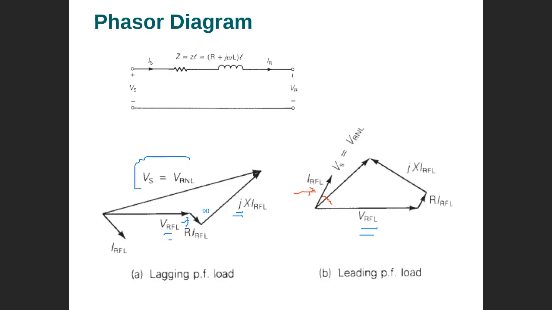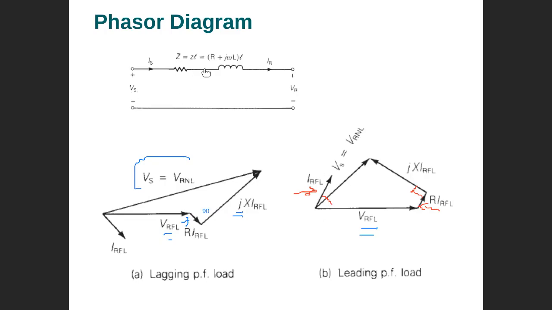And then you will draw this, parallel again to this one. Okay. To IR full load, parallel. And then 90 degrees here. You will do it like this. You will draw the jIX at 90 degrees. You see now this comes in here. Therefore, VS will be here, which is VR no load. VS equals VR no load.